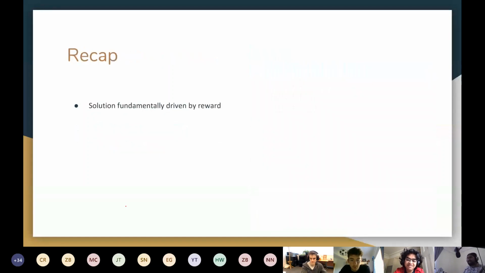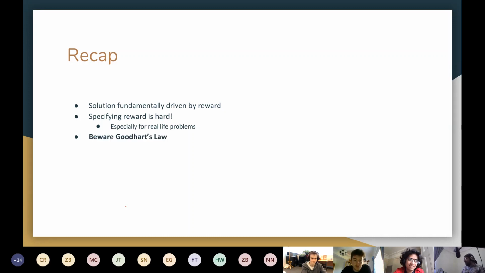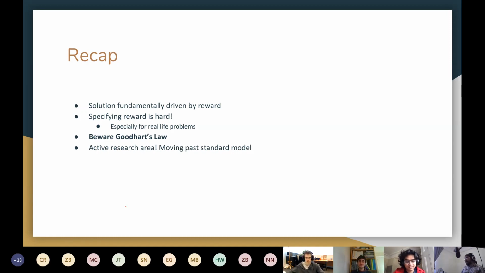Seems legit. So to recap the important points in there, the solution to the problem is fundamentally driven by the reward. Specifying a good reward is hard, especially for real life problems. This is pretty relevant to normal life because of Goodhart's law, where you set yourself a proxy which isn't what you actually care about. And this is a really interesting and active area of research, of finding ways to define rewards that actually capture what we care about, rather than the standard model of really simple things that miss what we actually care about.